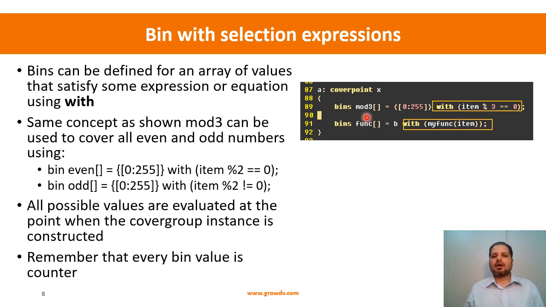So I say bins mod 3, and here I am optionally creating a bin per value. This is not mandatory for the with. We are just using it. It could have been without these square brackets as well, wherein all the values would have been included in a single bin. I am using the curly braces, our regular bin definition syntax, and I am defining this range 0 to 255. The additional thing I'm adding is with, and in this parenthesis I'm saying item mod 3 equal to 0, and item mod 3 equal to 0 is your regular expression, right?